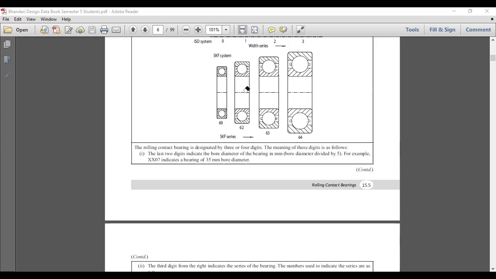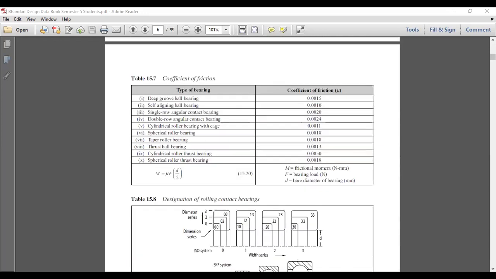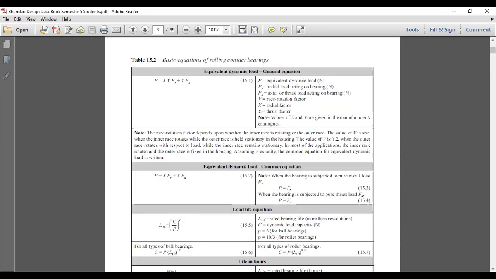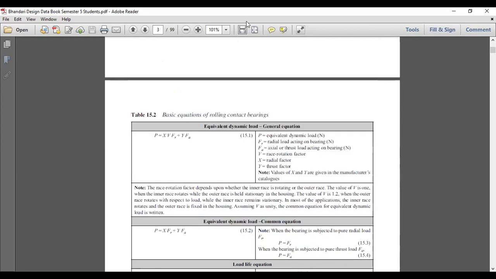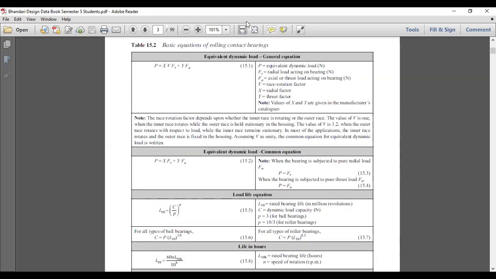From the next lecture, we are going to see the terminology. What terminology we are going to learn is also there on the second page. We are going to see the meaning of equivalent dynamic load, what is meant by P = XFr, and the load life relationship. All of this we are going to see from the next lecture.